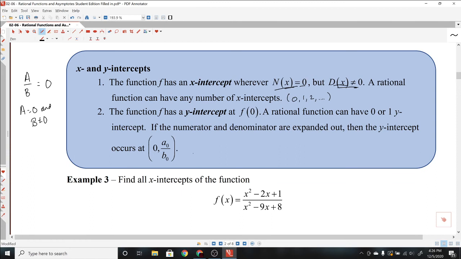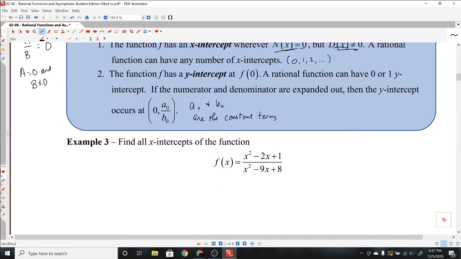The function f has a y-intercept at f of 0. So again, we want the x to be 0. A rational function can have 0 or 1 y-intercept only. It can never have more than one, otherwise it fails a vertical line test. If the numerator and denominator are expanded out, then the y-intercept occurs at the point 0, comma a0 over b0. Now, this a0 over b0 is just the constant terms of both the numerator and denominator. And we'll see that in the next one.